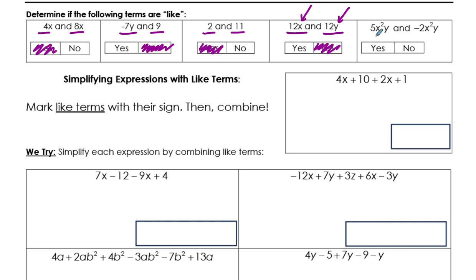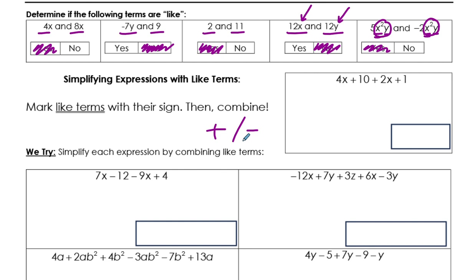These ones look complicated, but we're really just trying to match x squared times y, x squared times y. Those have the exact same variables with the same exponents. Those are like terms. It doesn't matter about the coefficient. I'm just looking at the variable parts. So those are like terms. If they are like terms, that means we're allowed to combine them, which means adding and subtracting.